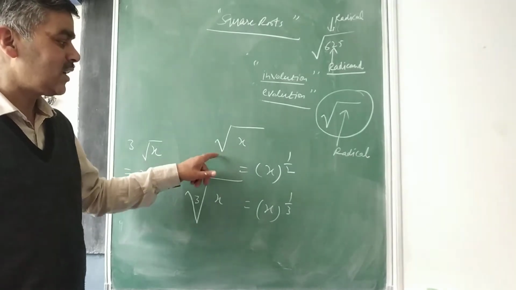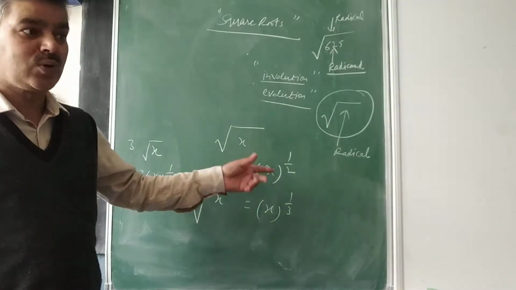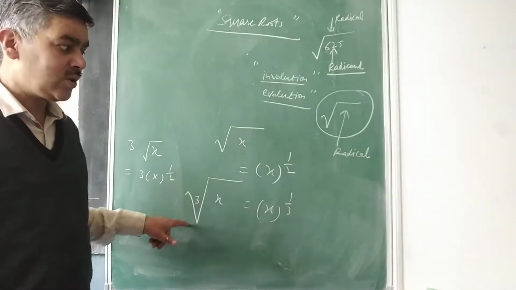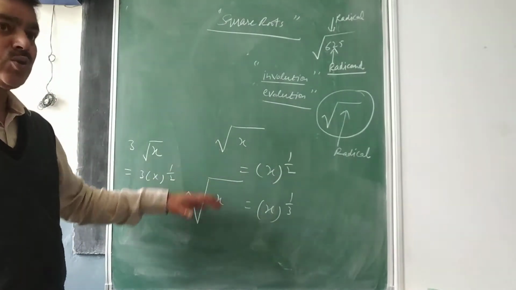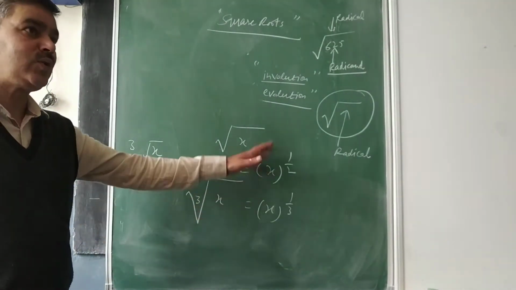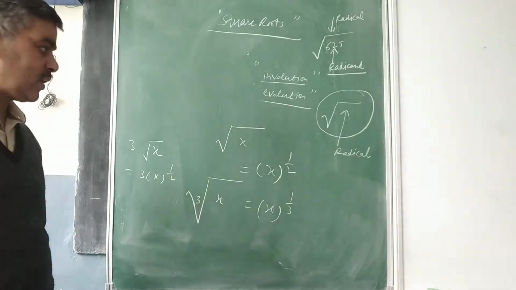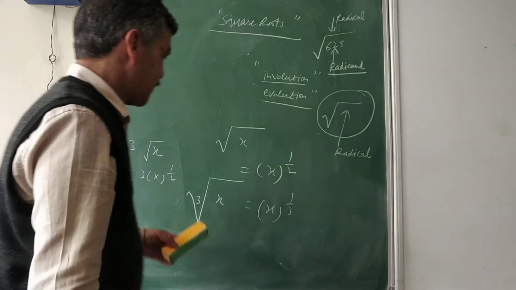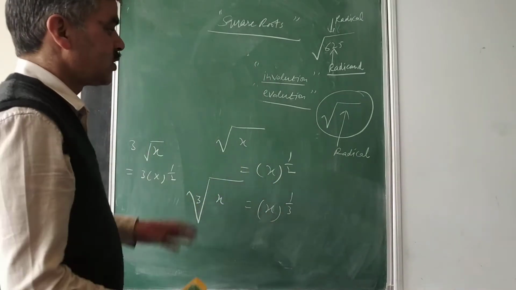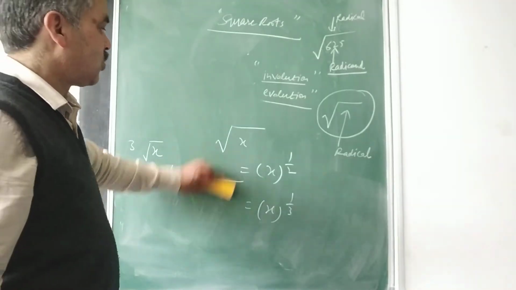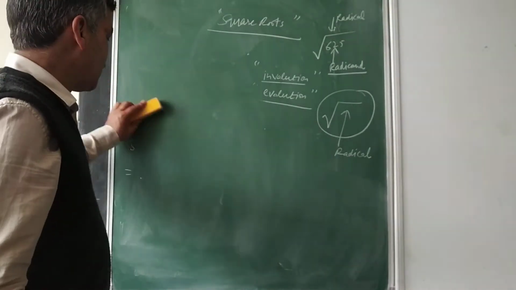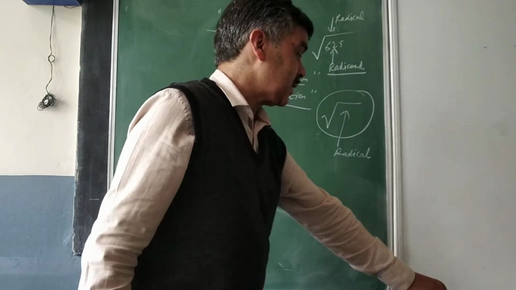When nothing is written, understood that is the square root, and square root means power 1 by 2, third root means power 1 by 3, and so on. If it is 4th, 5th, 6th, the power you need to raise is 1 by 4, 1 by 5 and 1 by 6. So this year these are not part of your syllabus, but still from the knowledge point of view I am adding all these to my discussion today.